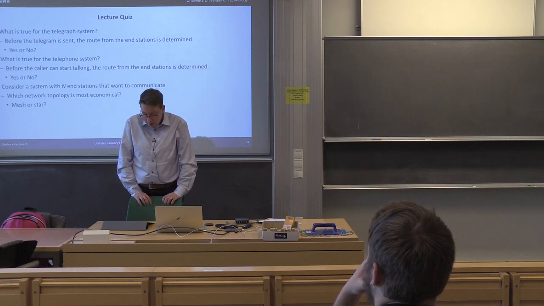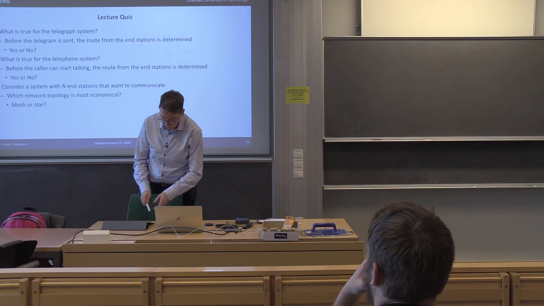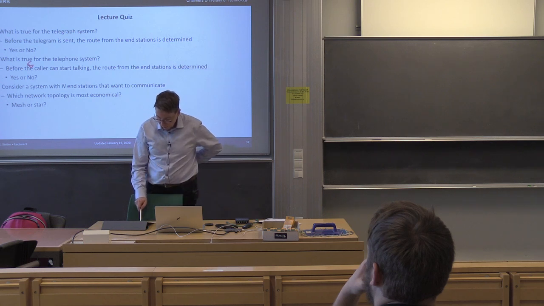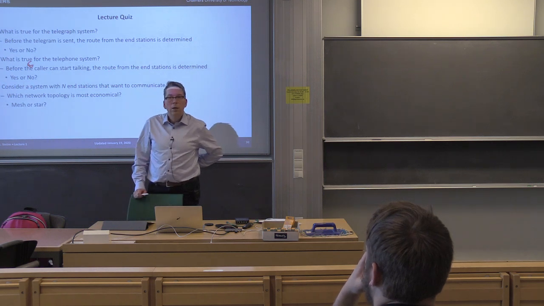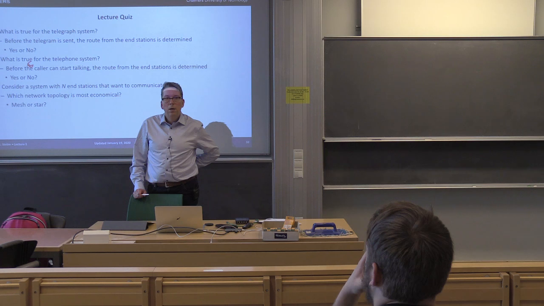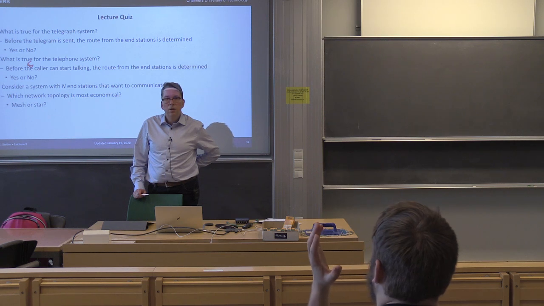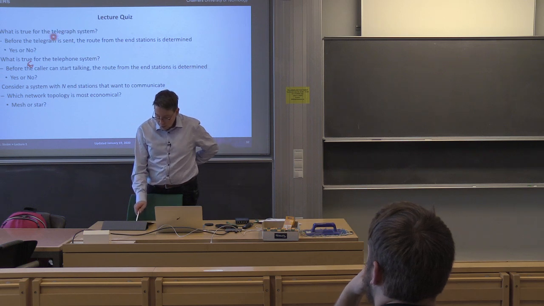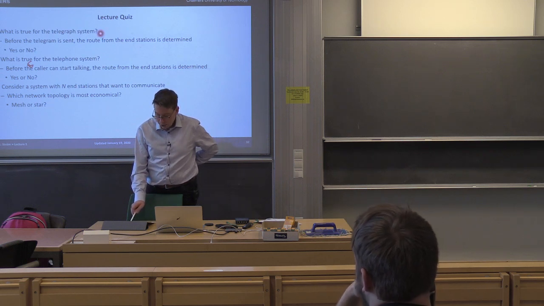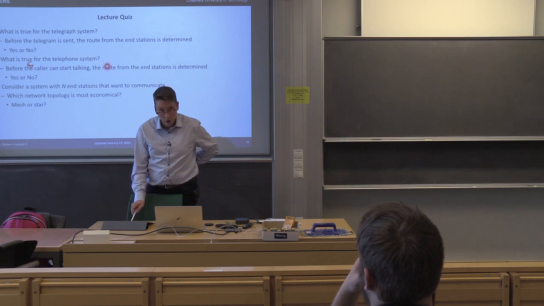So what is true for the telephone system? Before the caller can start talking, the route from the end station is determined. How many for yes? And how many for no? Okay, great. So then this seems to be super clear, right? This is packet switching. This is circuit switching.